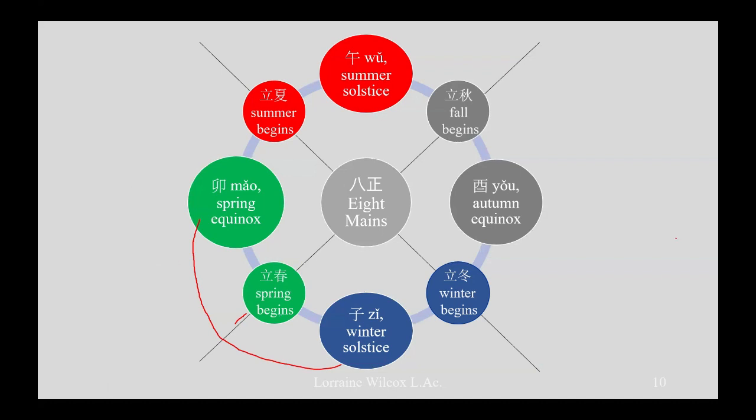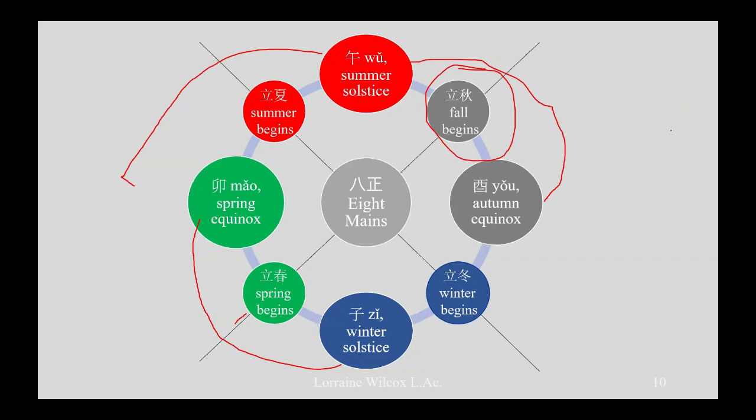Note that solstices and equinoxes are solar events, they're not lunar events. Okay, so we're talking solar calendar here. And again, the midpoint between the spring equinox and the summer solstice is going to be when summer begins. That's Li Xia, which is summer begins, and that's around May 5th, I think something like that. The midpoint between the summer solstice and the autumn equinox is Li Qiu, when fall begins, when autumn begins, and that's around August 8th.